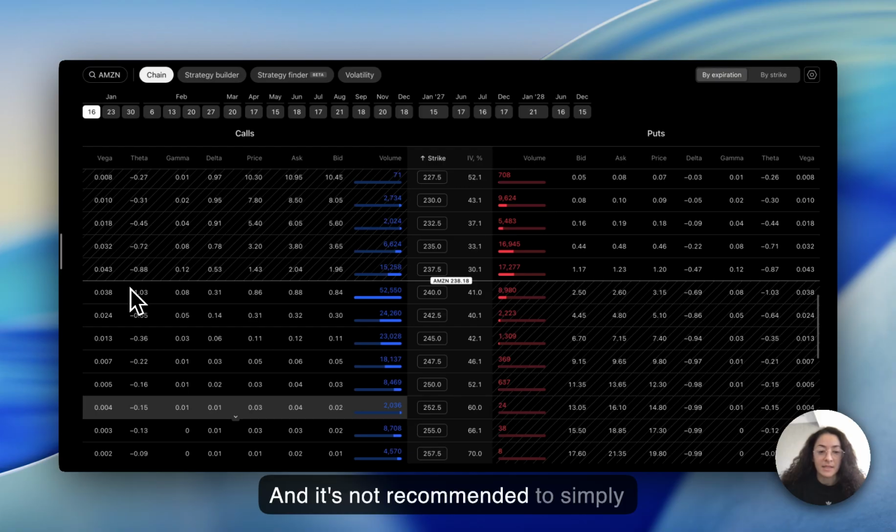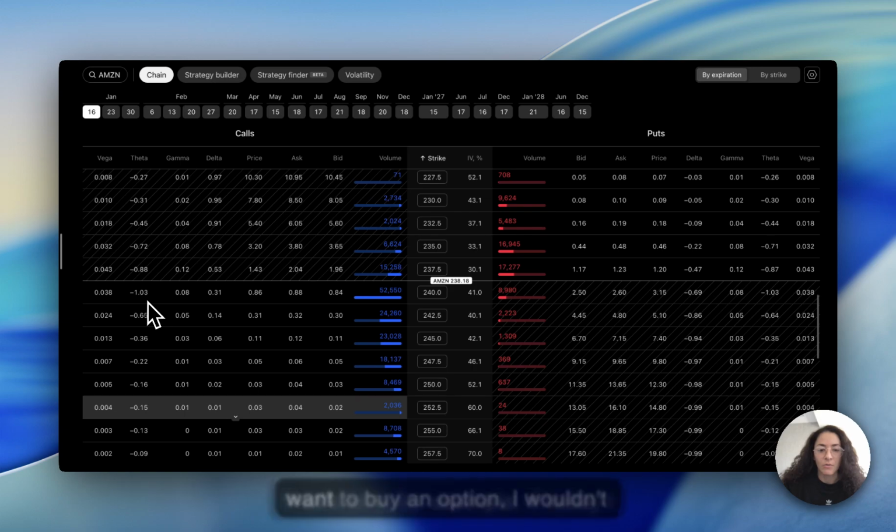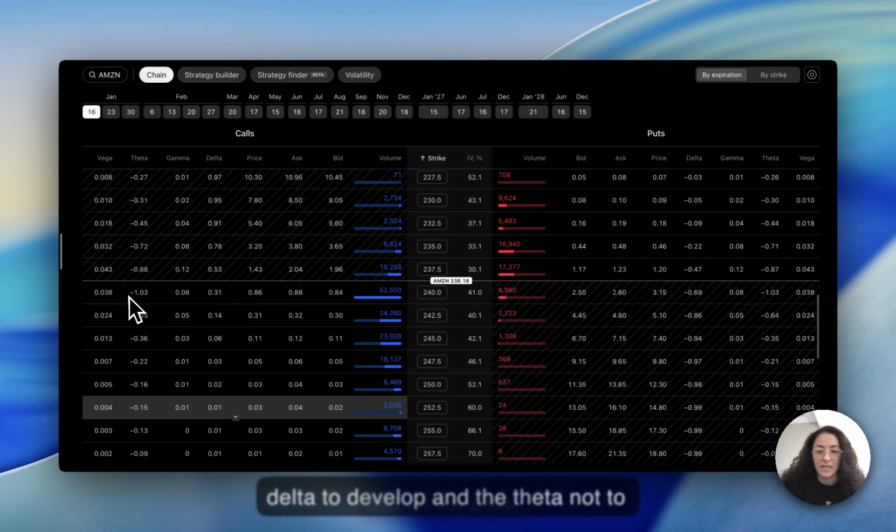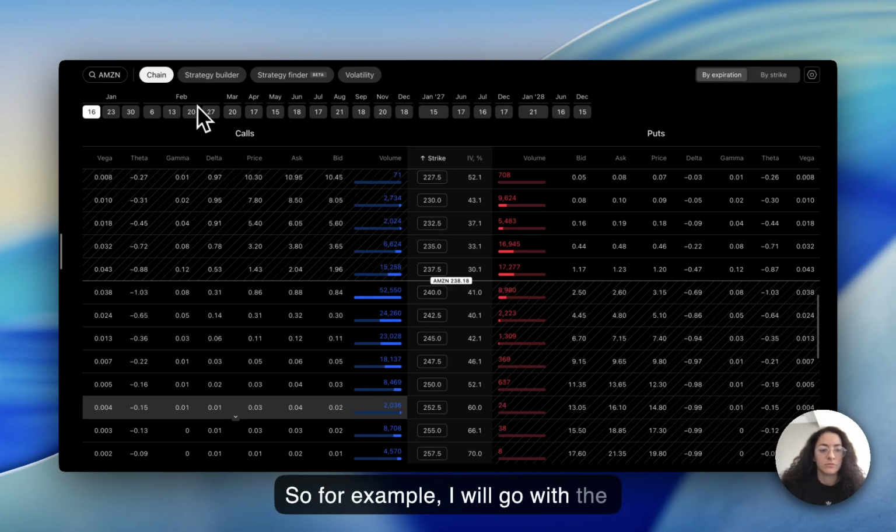And it's not recommended to simply buy options with a very short expiration date. For example, if I am buying a call option today, 240 strike, I have a lot of theta working against me. If I buy an option expiring on the 16th of January, which is just in a few days, we won't have enough time for the delta of that option to develop and add value, because the theta is already bleeding out a lot of the value of the options that we bought. That's why I wouldn't buy an option with the 16th of January expiration. I will buy myself enough time for the delta to develop and the theta not to eat all my price. So, for example, I will go with a 20th of February expiration. But we're going to discuss this in other lessons.